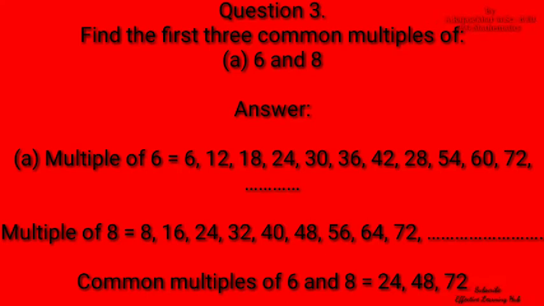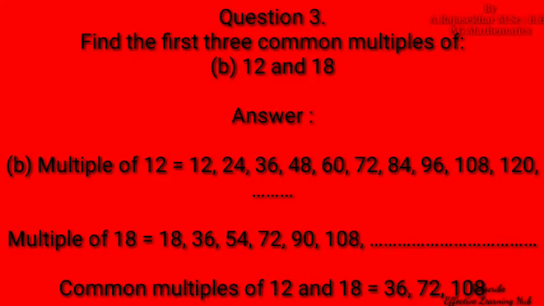Question 3. Find the first 3 common multiples of 6 and 8. Multiples of 6, write in the 6 table: 6, 12, 18, 24, 30, 36, 42, 48, 54, 60, 72, etc. Next, multiples of 8: 8, 16, 24, 32, 40, 48, 56, 64 and 72. So the common multiples of 6 and 8 are 24, 48, 72.